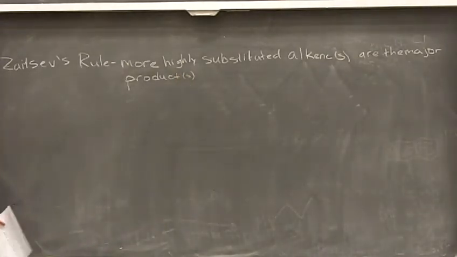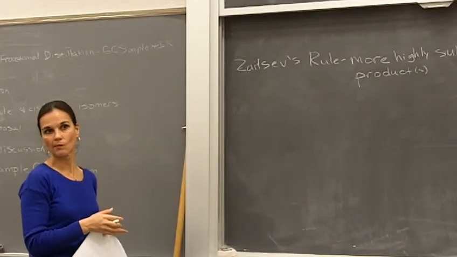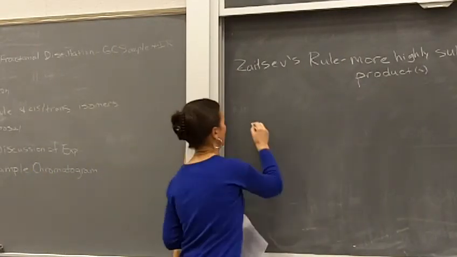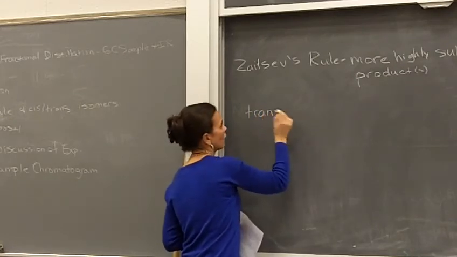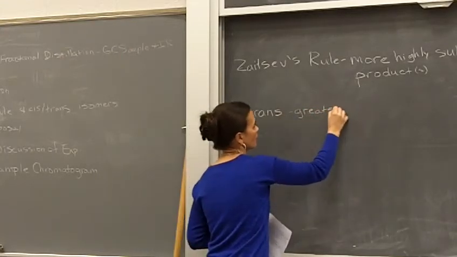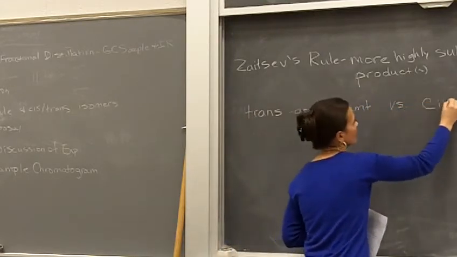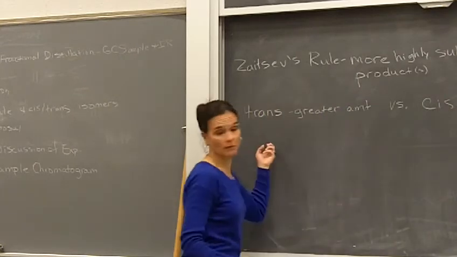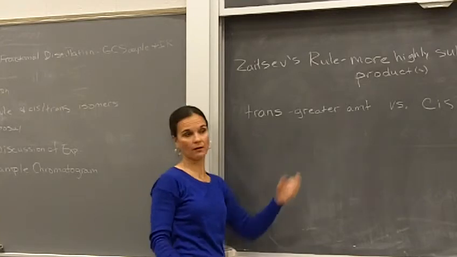Okay. Now, what about cis and trans? What do you know about cis and trans as far as looking at different products and substitution? It's more like the trans one, right? Right, trans will be greater usually versus cis, okay? But does that mean you will only form trans product? No, you will still see cis product, okay?